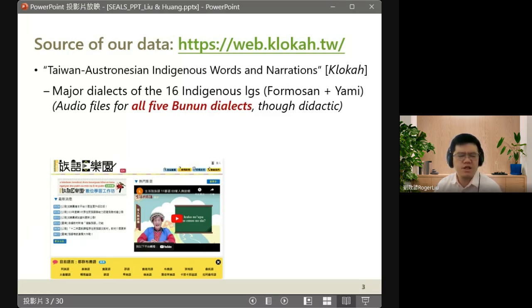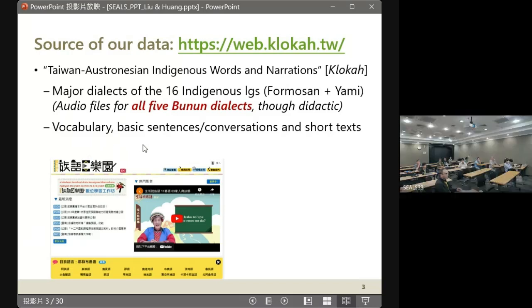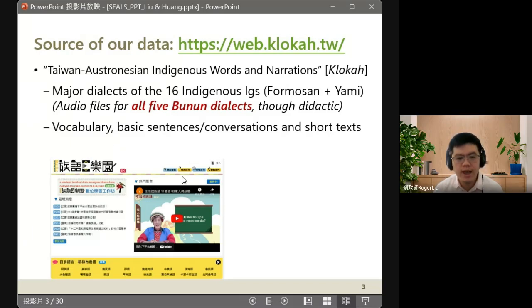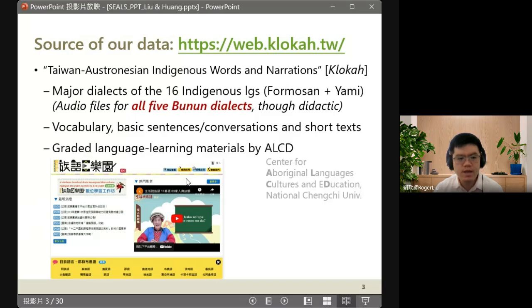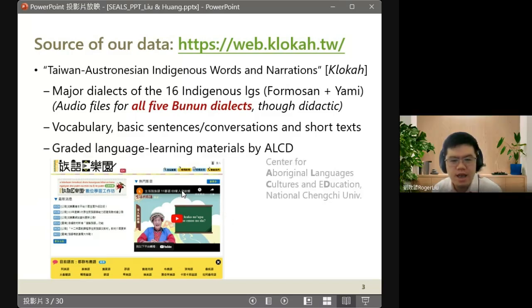Even though the audio files are quite didactic or very carefully spoken, we still believe they carry some phonological or prosodic intuitions, or the implicit prosodic knowledge of these native speakers. The contents include some vocabulary, basic sentences, conversations, and short texts, as well as a series of graded language learning materials by the ALCD.